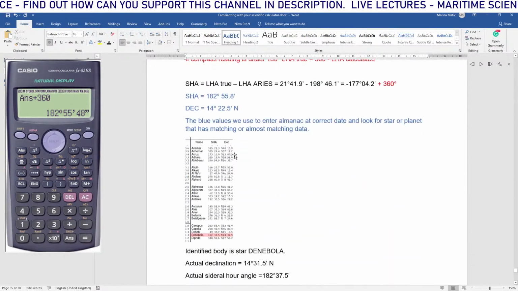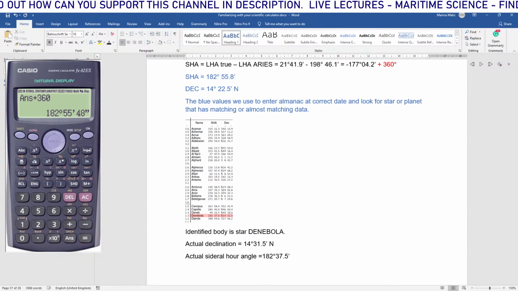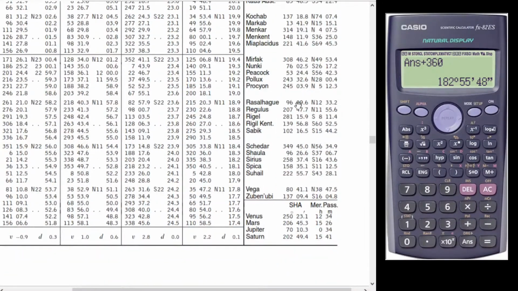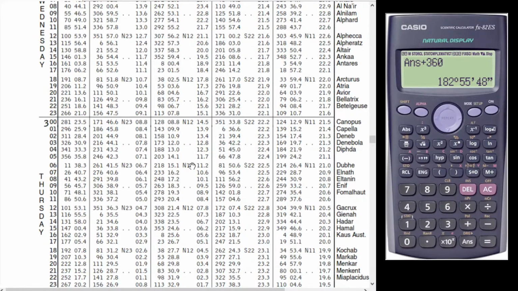Now, what if you looked at all these lines here? Let me switch back to PDF. So you looked and you looked and you looked and none of the stars actually matches. If none of the stars actually matches, then here on the bottom in the right corner of the left page, you have sidereal hour angle values for planets. So one of these planets is going to match. If none of the stars match, then one of the planets is going to match. And once you find the planet that is approximately matching the sidereal hour angle calculated, you just also confirm that by looking at declination for that day.